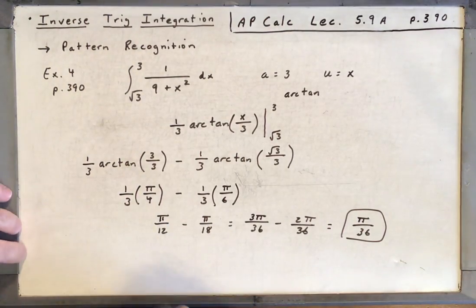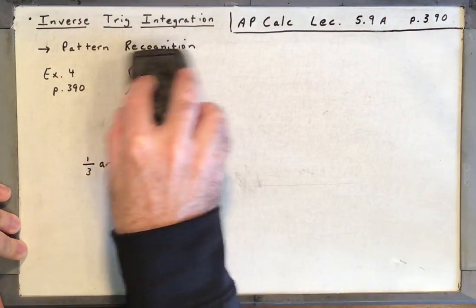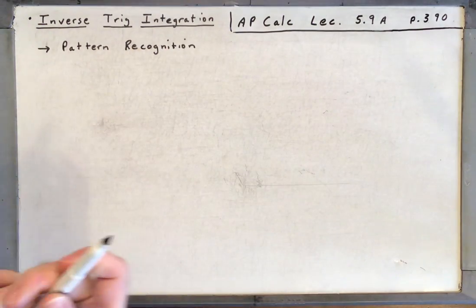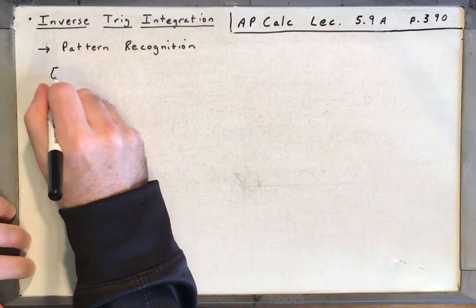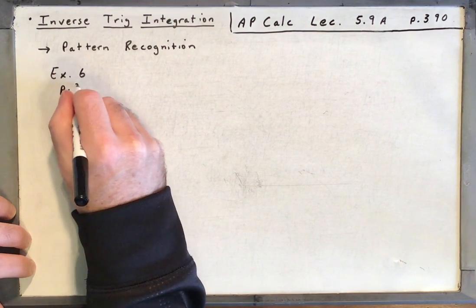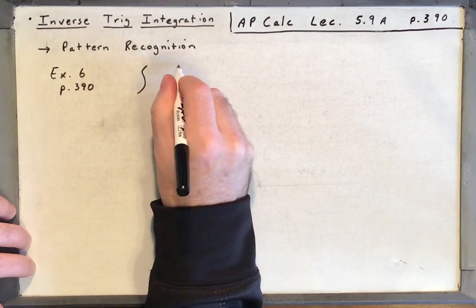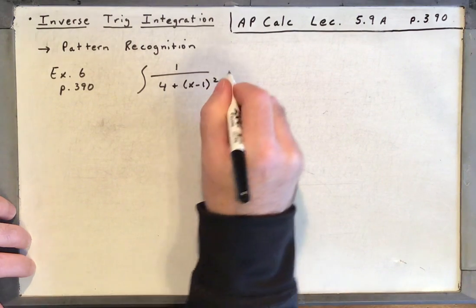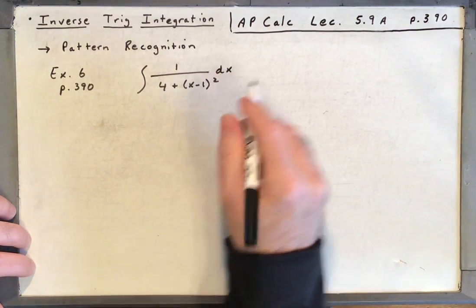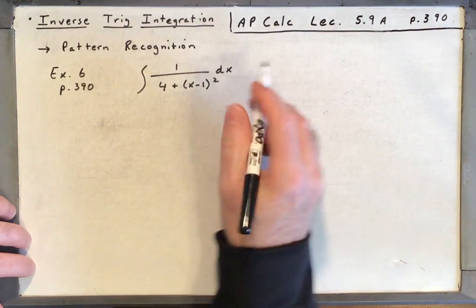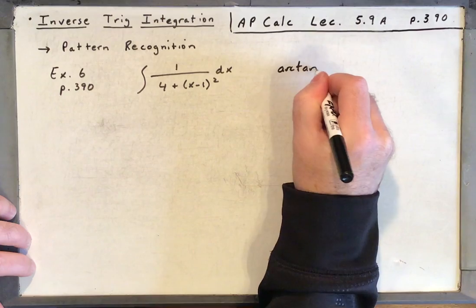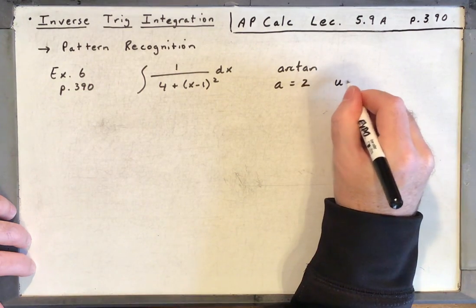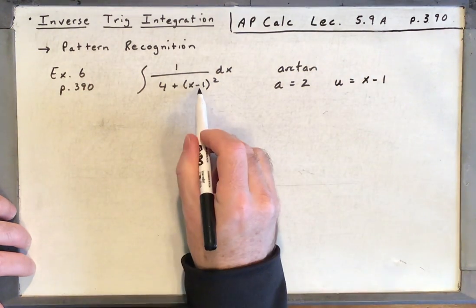Let's take a look at number 6. All right, we want to integrate 1 over 4 plus (x minus 1) all squared. Okay, so there's no radical in the bottom. You've got an a squared and a u squared. So this is arctangent. a is going to be 2, square root of 4, and then u will be just x minus 1.